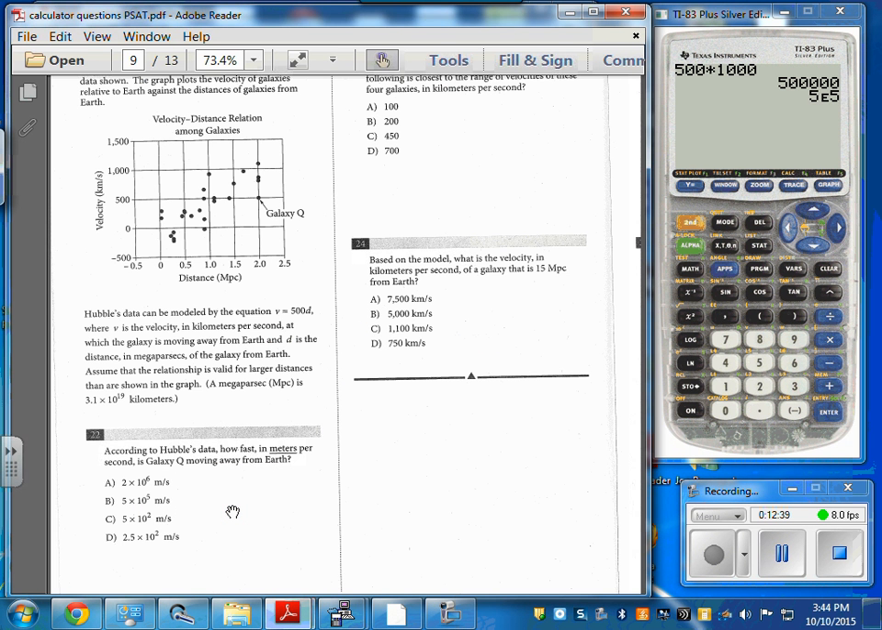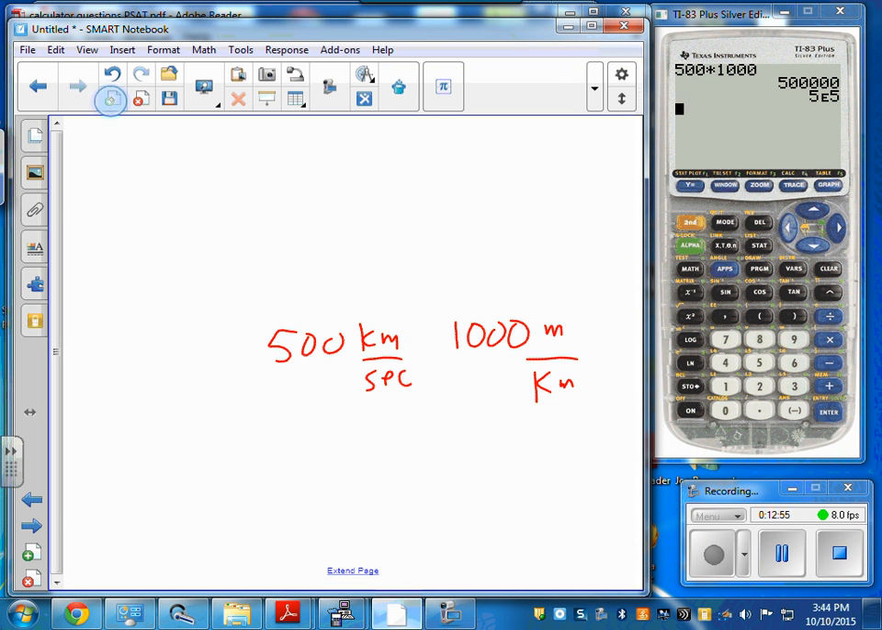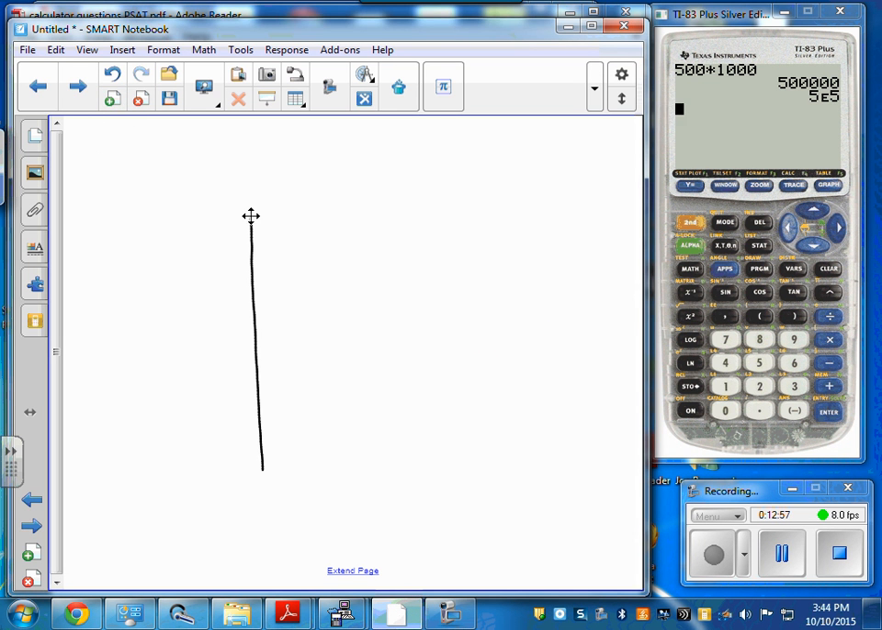Okay, number 23. There are 4 galaxies shown in the graph at approximately 0.9 megaparsecs from Earth. Which of the following is closest to the range of velocities of these 4 galaxies in kilometers per second? Okay, so let's see. A little sketch might be useful. You'll have to refer to this picture and the problem at the same time.